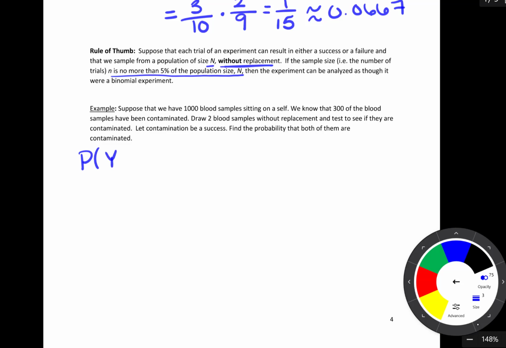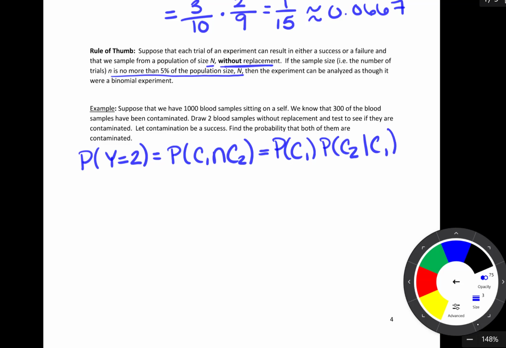So we could solve this the same way. The probability that Y is equal to 2 is equal to the probability the first one is contaminated intersected with the second one, which is equal to the probability of the first one being contaminated times the probability of the second one being contaminated given the first one was. Notice the probability of the first one being contaminated is 300 divided by 1,000, and for the second one we have 299 divided by 999, which is approximately equal to 0.09.